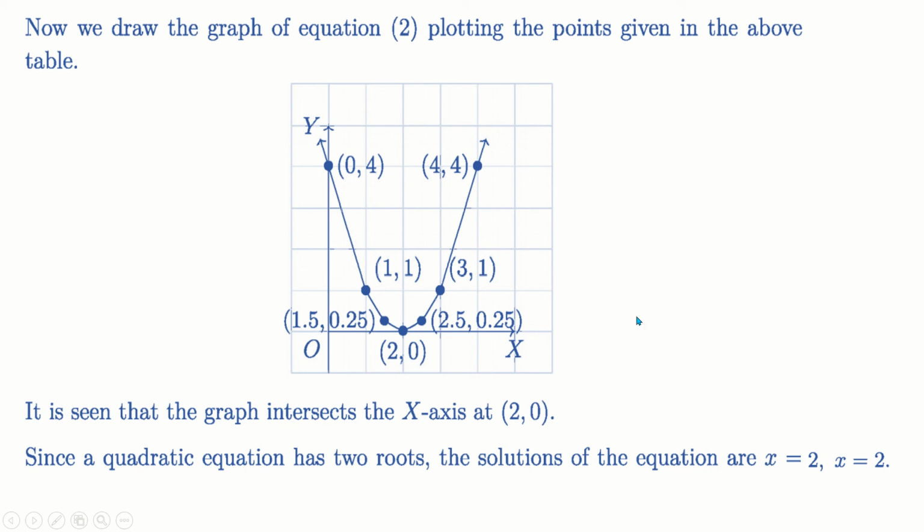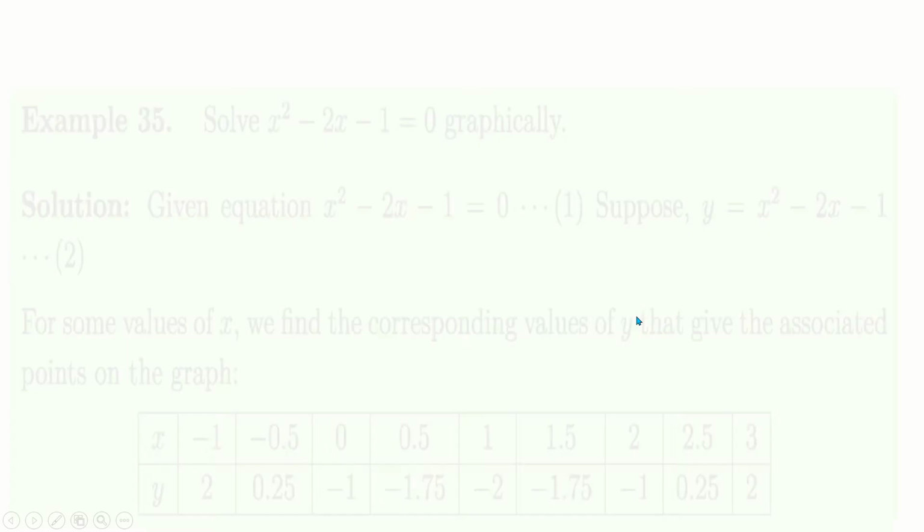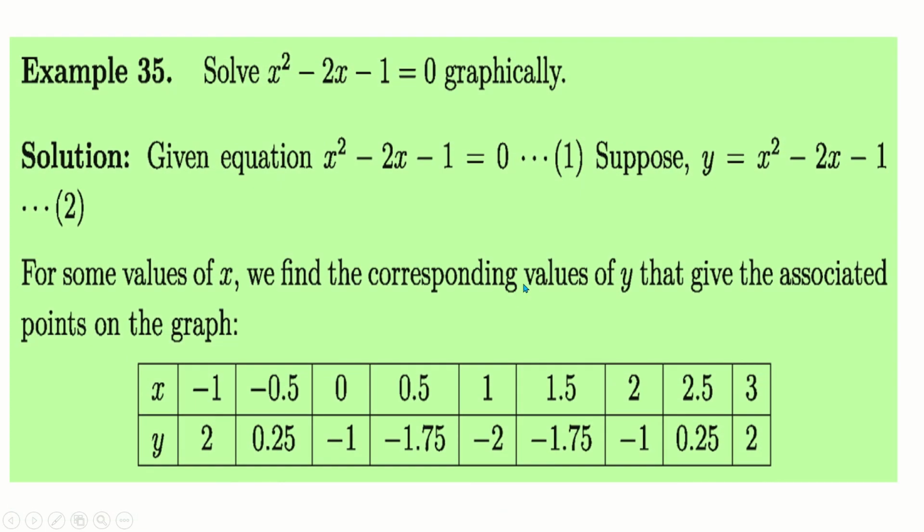Clear, students? Okay, now follow another. All are the same. This is the given condition, x² - 2x - 1 = 0. We have to let y equal to x² - 2x - 1. This is equation number 2.